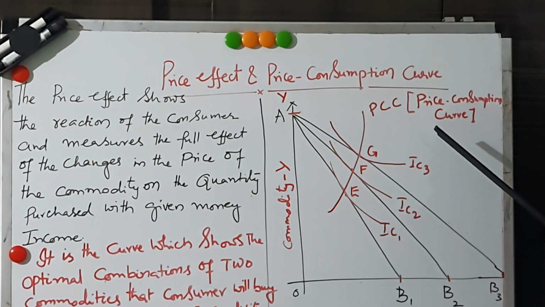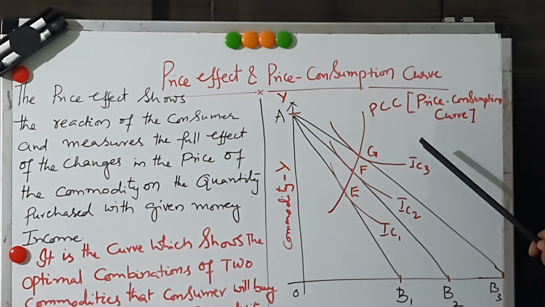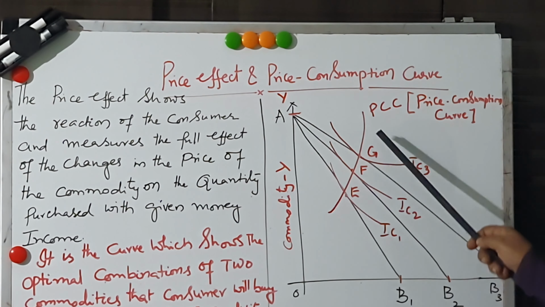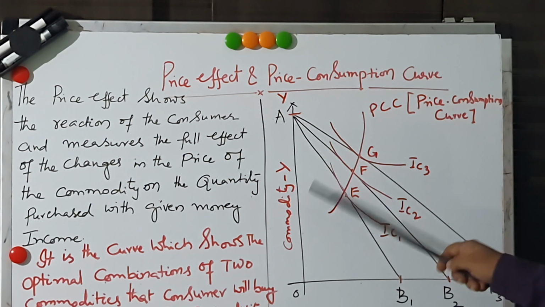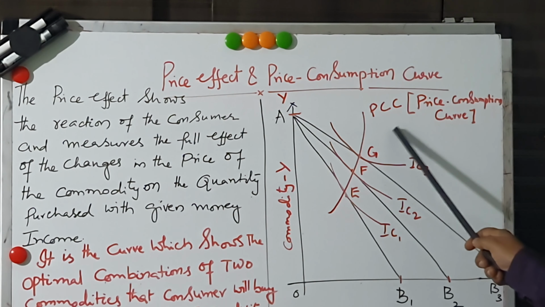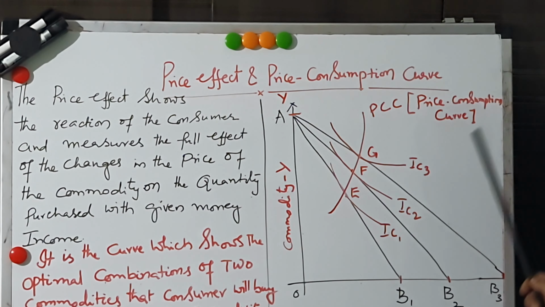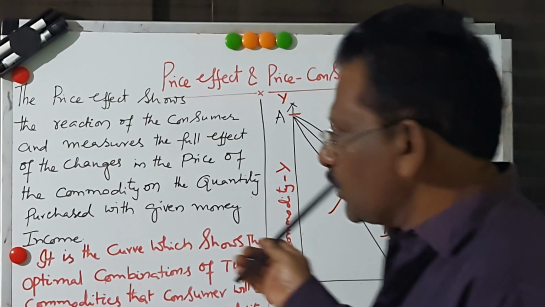The upward sloping PCC shows that the purchase of a commodity increases as the price of the commodity decreases. So when price increases, demand for the commodity decreases. So there is an inverse relationship that can be explained by the price consumption curve. So that is the upward slope of the consumption curve.